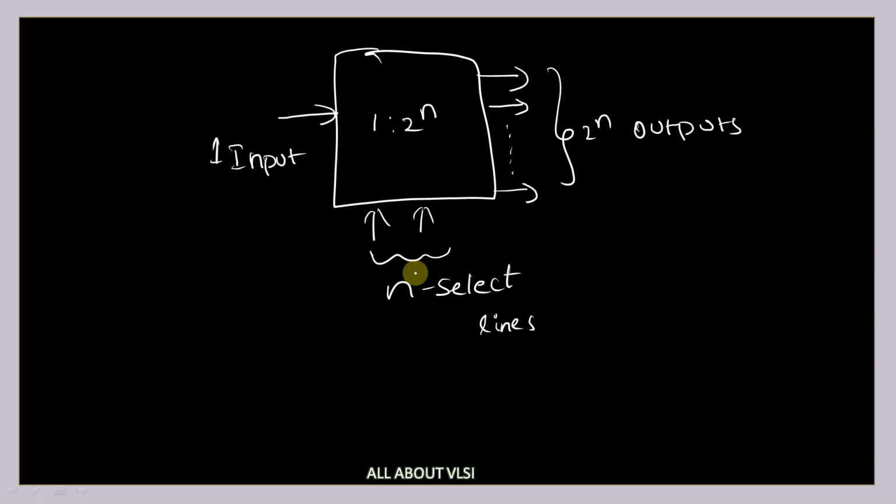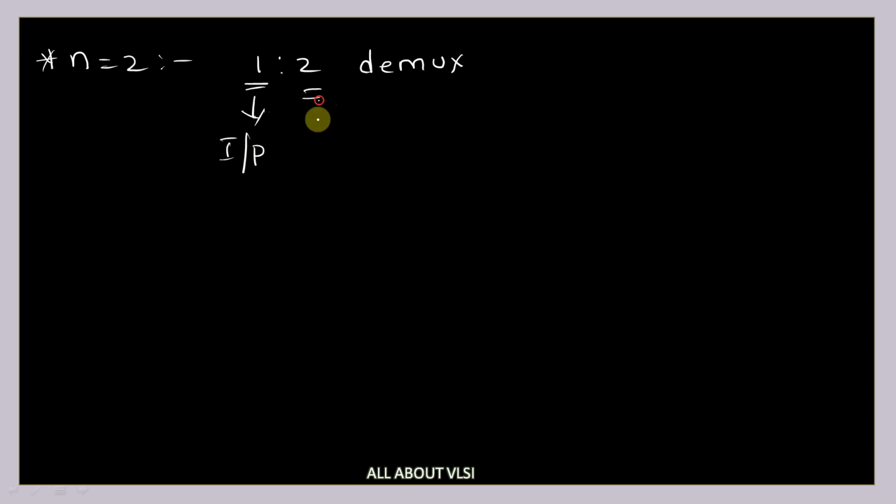Coming to the types of demultiplexers, the type is decided according to the value of n. Let's say if n is equal to 2, then we form a 1 to 2 demux, where 1 is your input and 2 is your number of outputs, and for this we are going to have one select line.